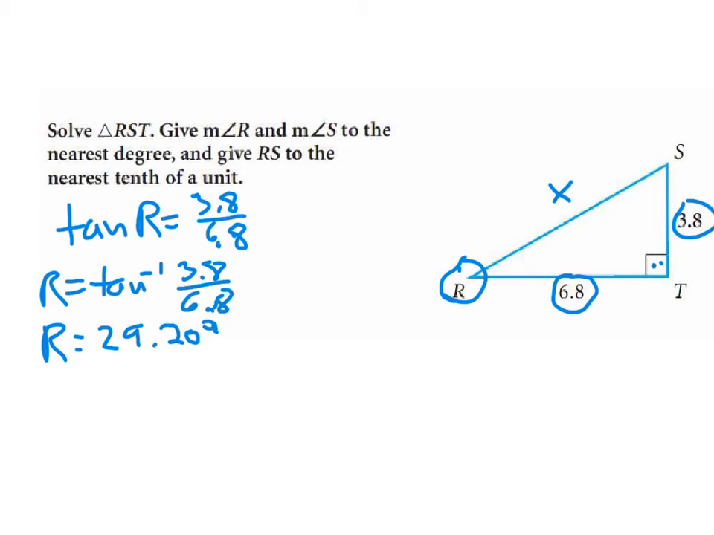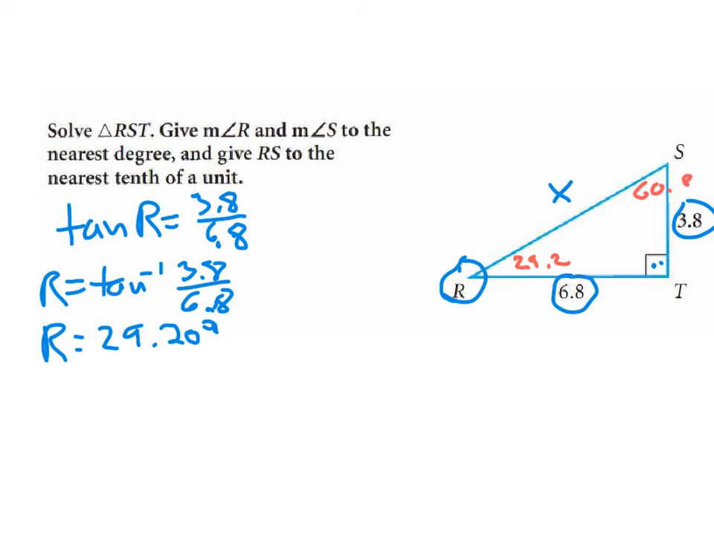Since we know that R is 29.2, we could figure out S because all the interior angles of a triangle have to add up to 180, as you'll remember from geometry. That would mean that angle S is 60.8 degrees.